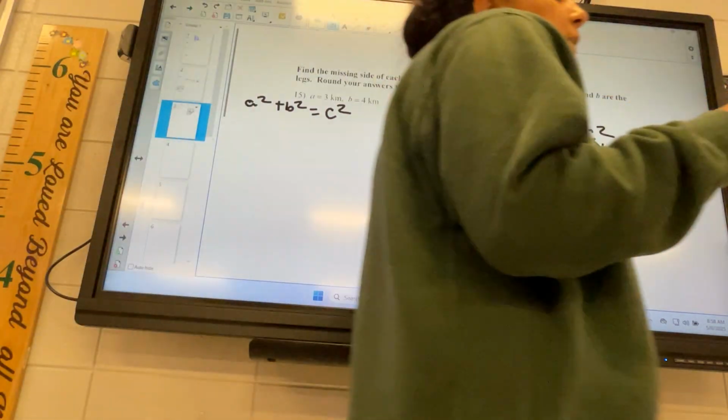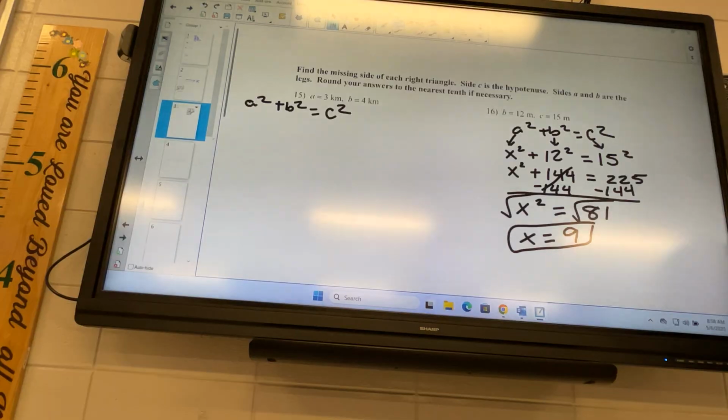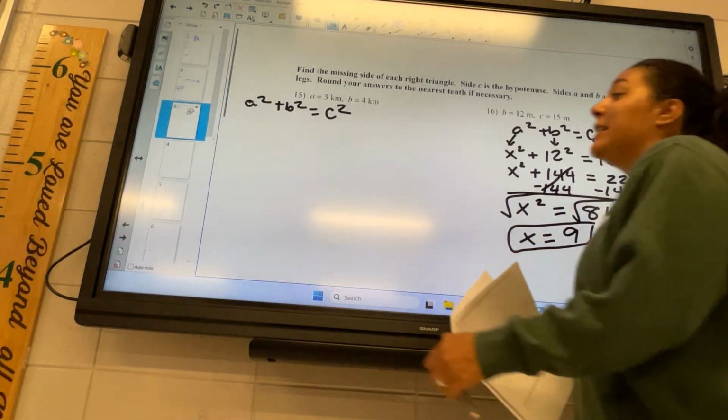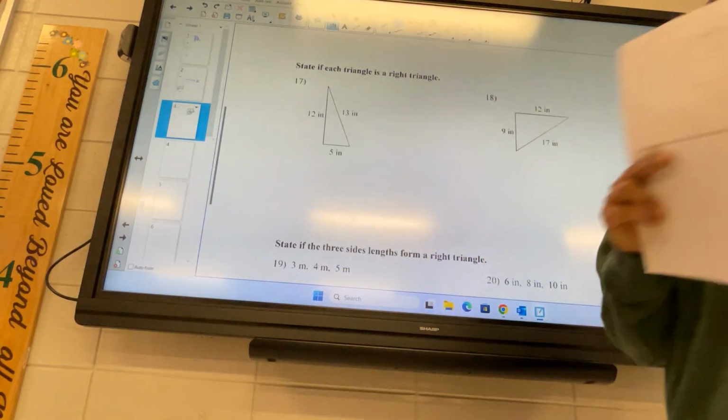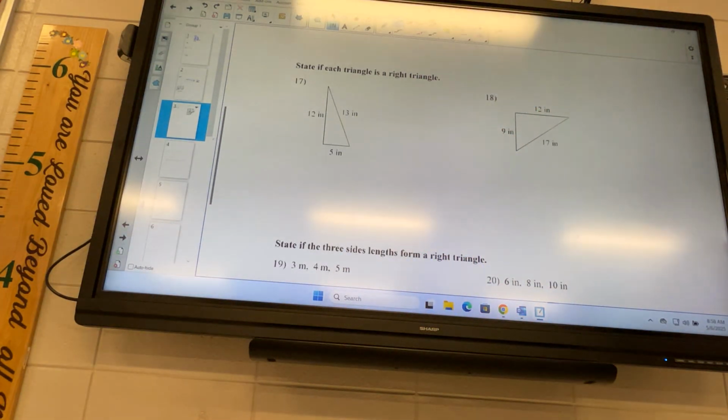Okay, 17, it says state if it's a right triangle. So again, you're going to use that a squared plus b squared equals c squared. Which one did I say c was? 13. Okay, c is always, but which one? If there's not a square, how do you know which one it is?